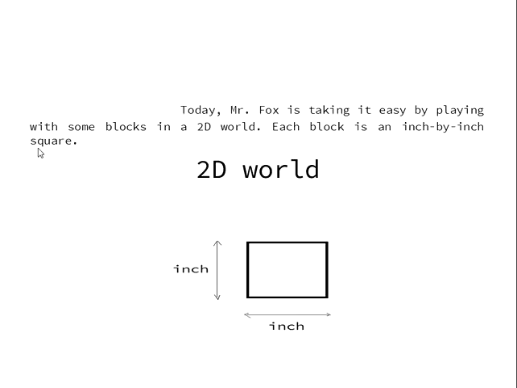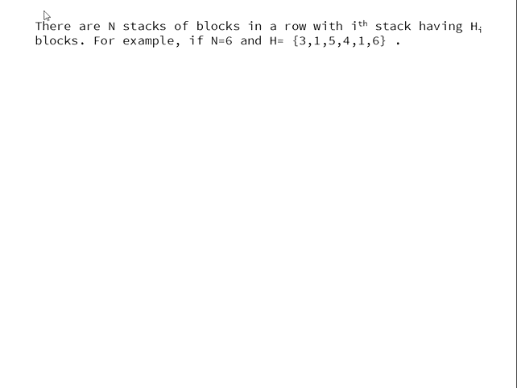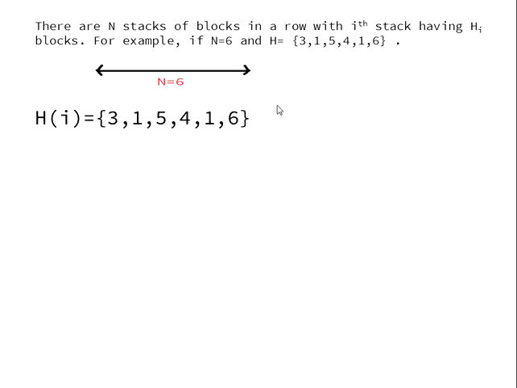Moving further, there are n stacks of blocks in a row, with the ith stack having h_i blocks. Let us try to understand this with an example. The stacks of blocks in a structure are defined by a discrete function called h of i, whose length n is the number of stacks, 6 in this example. Here i, as always, represents index or position. Let us say i is equal to 1, then the number of blocks at location 1 is 3, as defined by the function h of i.